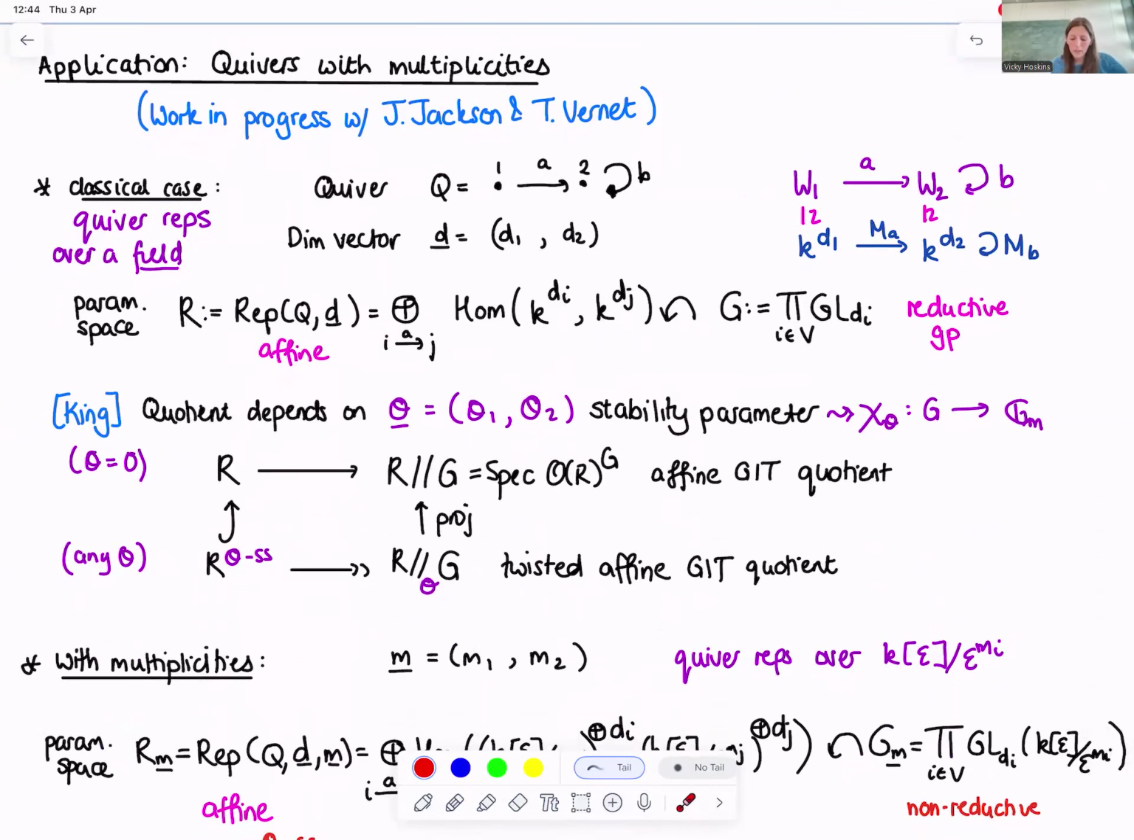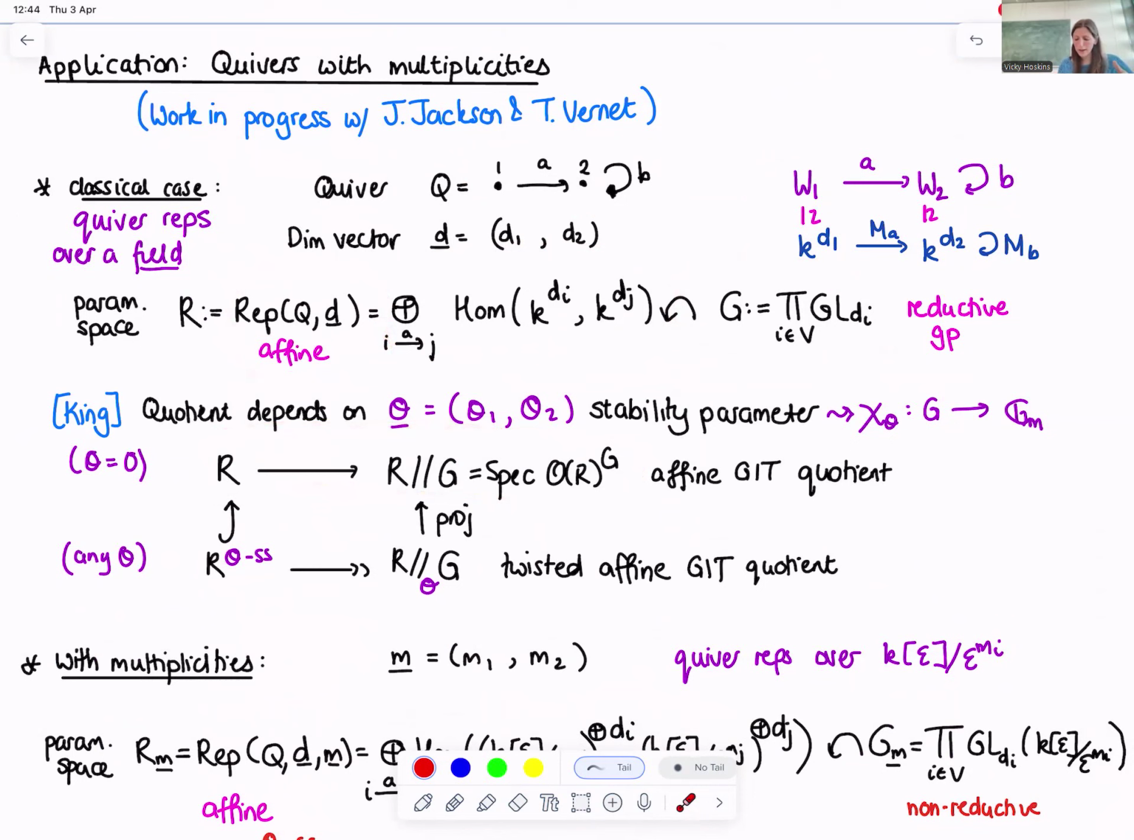And so the classical construction of quiver representations over a field, so what we're talking about is linear algebra data encoded by a directed graph, involves you just, at each vertex you choose a basis, and then for each arrow you get a matrix. So the parameter space is a bunch of matrices, one for each arrow, and the symmetries that you're modding out by are change of basis, so a product of general linear groups. And you can construct the affine GIT quotient, because this is just an affine space.